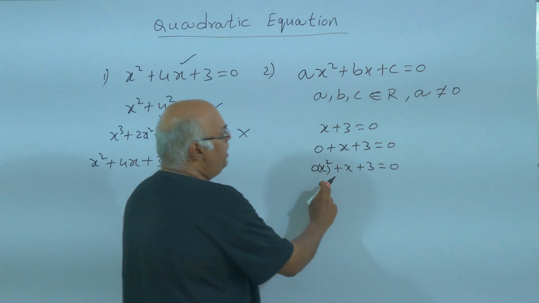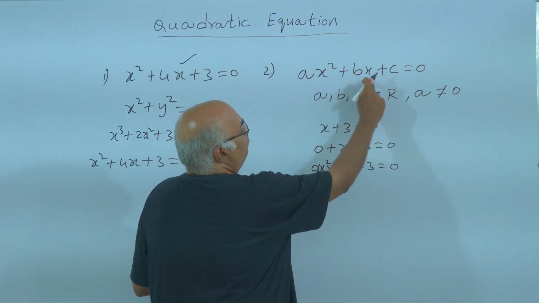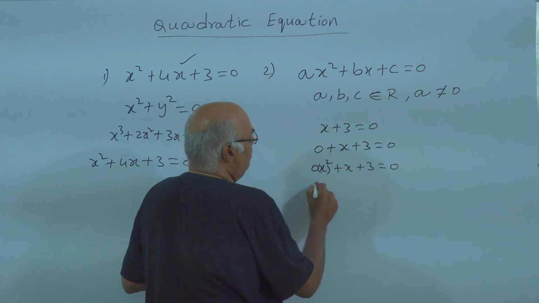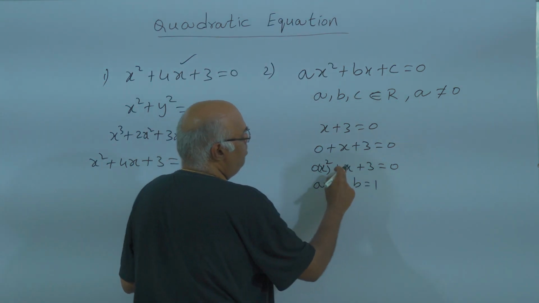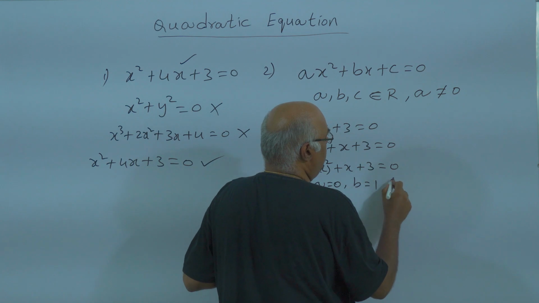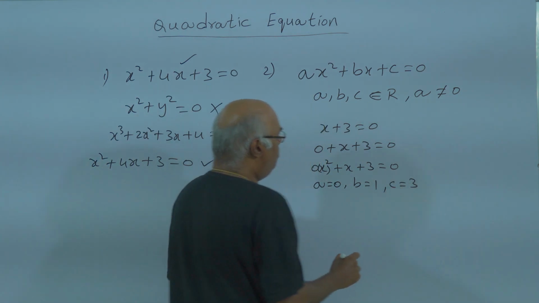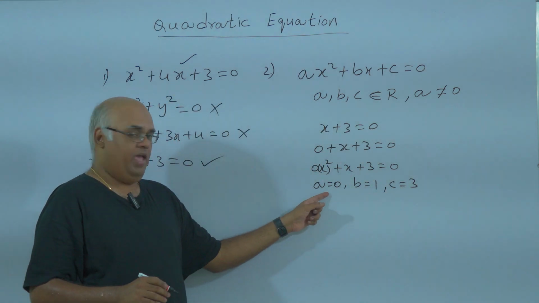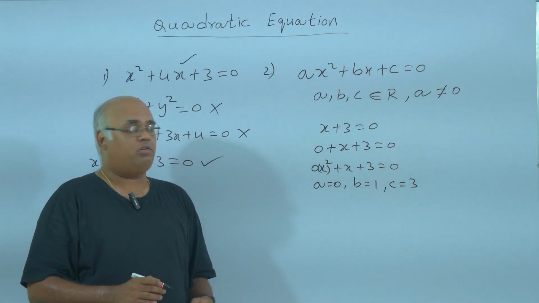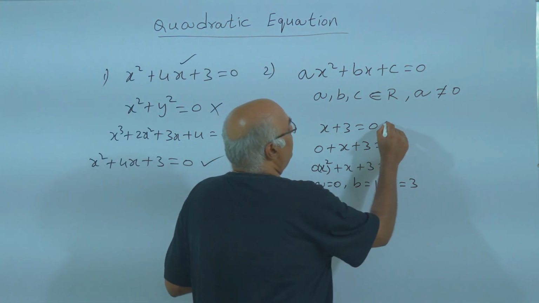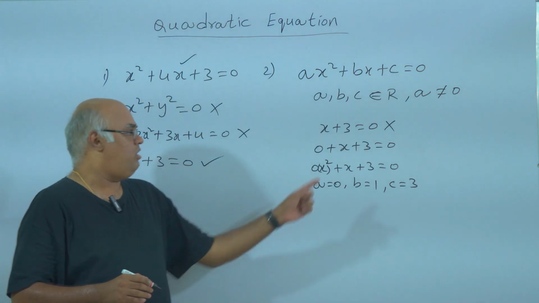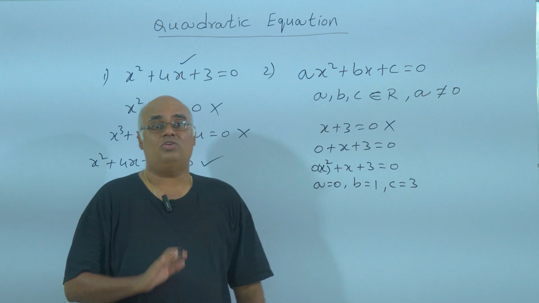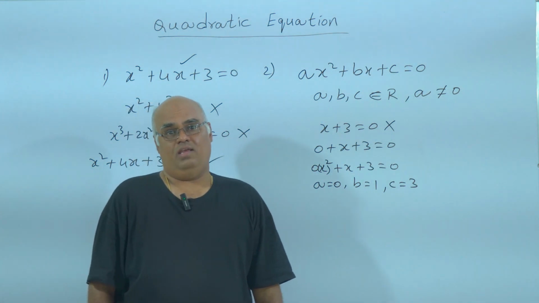If you compare this equation with the standard form of a quadratic equation, I get a value equal to 0, b value equal to 1, the coefficient of x, and the c value is 3. Because here the value of a, that is the coefficient of x square, is equal to 0, we cannot say that this is a quadratic equation. So x plus 3 is equal to 0 is not a quadratic equation.